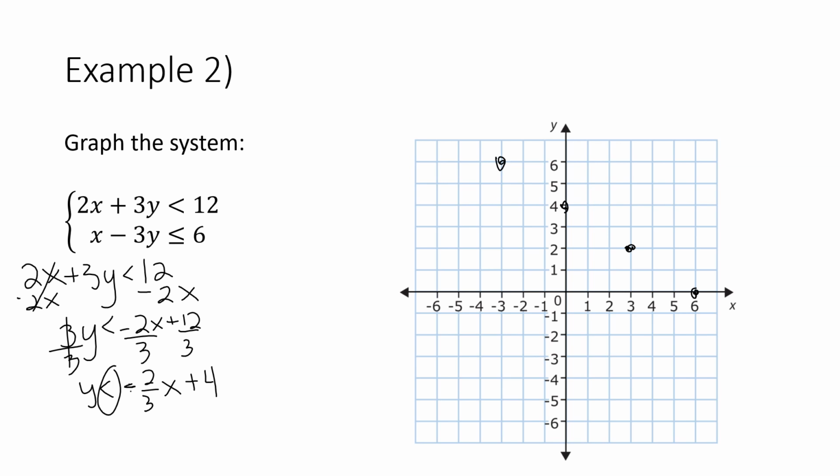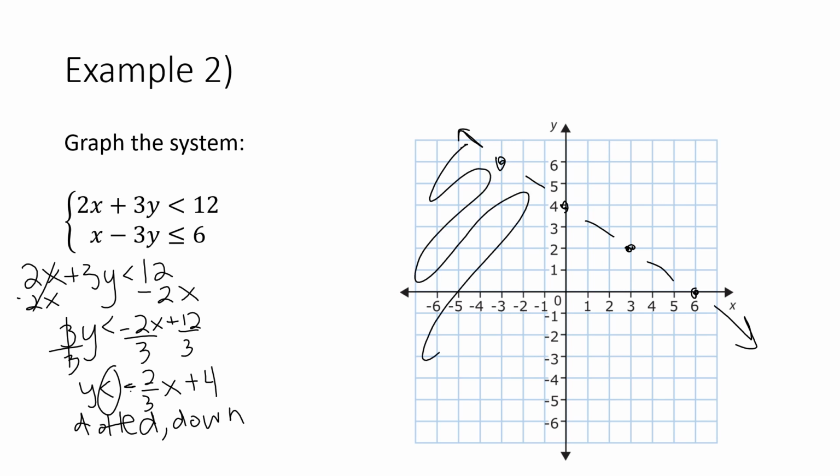That symbol is just a less than sign. Less than means we're only including the points below the line, but not the line itself. So we are going to draw a dotted or dashed line, and we're going to shade it down. We're going to shade everything underneath the line.